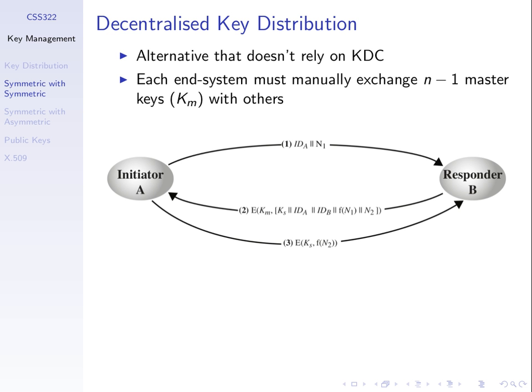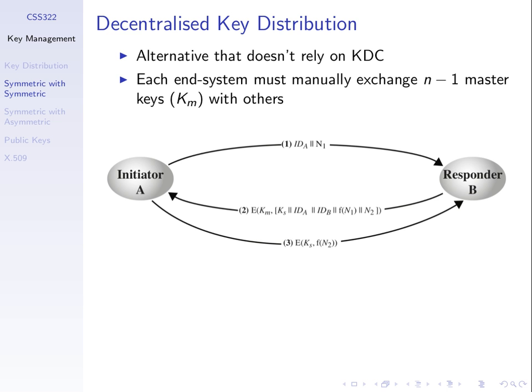We need to exchange between every pair of entities. In the first approach, every user must manually exchange a master key with a KDC. So there are N exchanges that are manually performed. That takes effort. We need some extra way to do that.